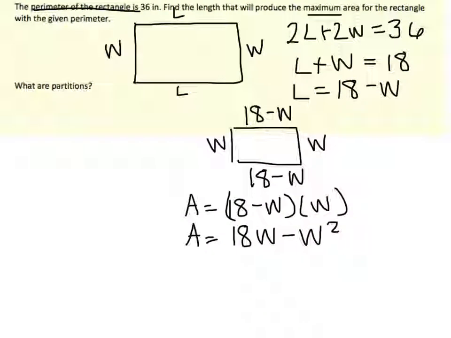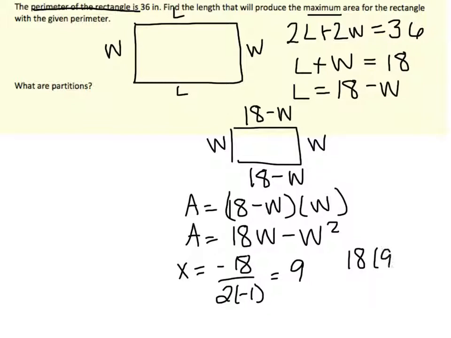And now if it's asking for the maximum area, I want to know what the vertex point is. So I'm going to take the opposite of B over 2A, which is going to give me a positive 9. And I'm going to substitute that back in for W to find out what the maximum area is. So I got 18 times 9 minus 9 squared. And that's going to equal 81. So the maximum area equals 81, x equals 9, or W equals 9.